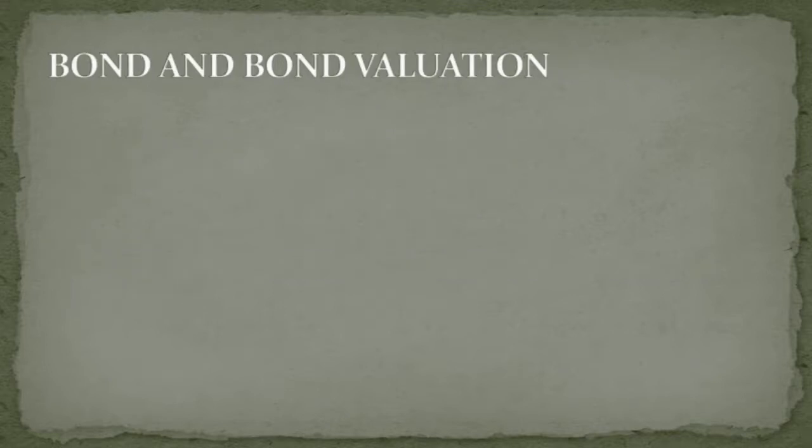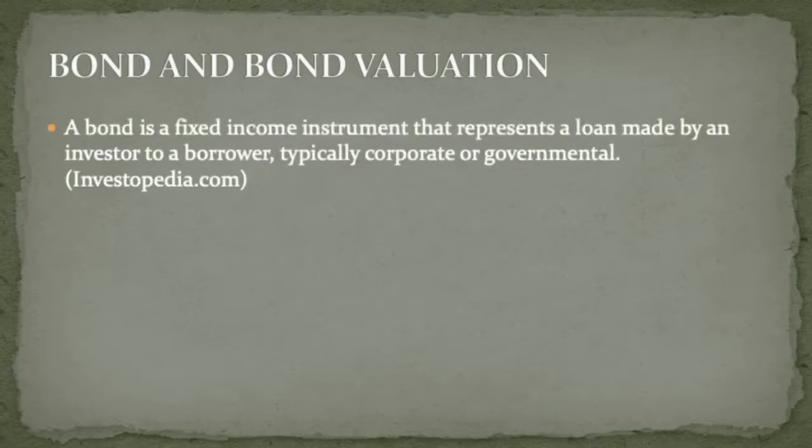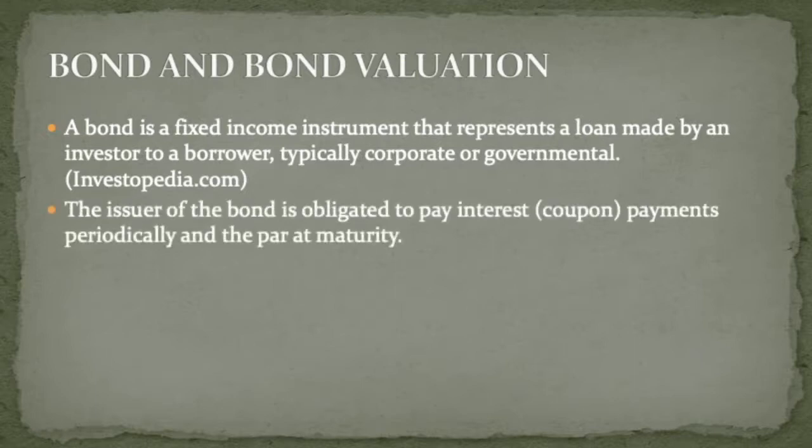To formally start, let me first define what a bond is. A bond is a fixed income instrument that represents a loan made by an investor to a borrower. These are simply issuing or selling debt securities to the public on a long-term basis. The issuer is obliged to pay interest or coupon every period and repay the principal at maturity, and it has a maturity of 10 to 30 years.